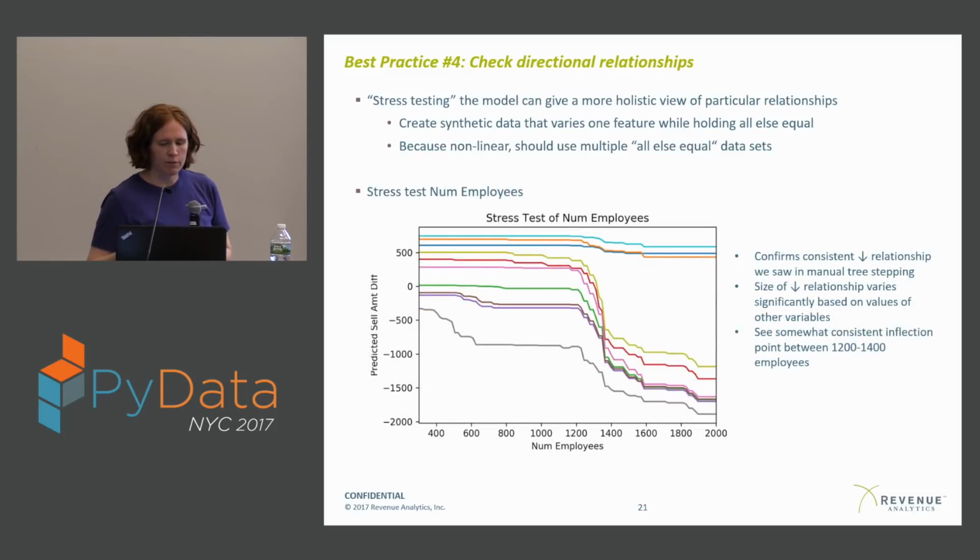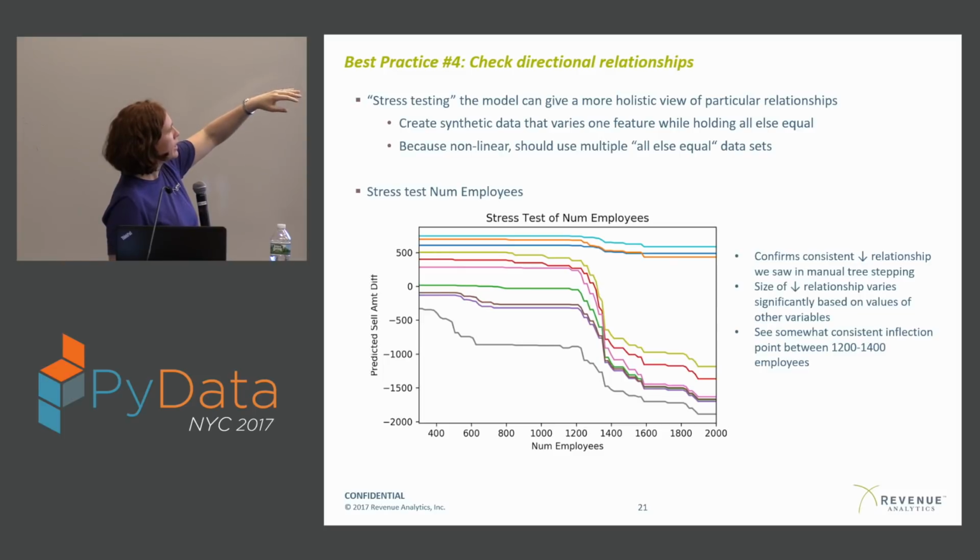I did this again for the number of employees variable, because that one was a little more predictive and a little more interesting. And we see the chart looks pretty different. Again, each line refers to one row from the holdout data set where we're holding everything else equal and just varying the number of employees. We confirm that consistent negative relationship we saw before. But the size of that relationship definitely varies depending on the value of the other data we're considering.